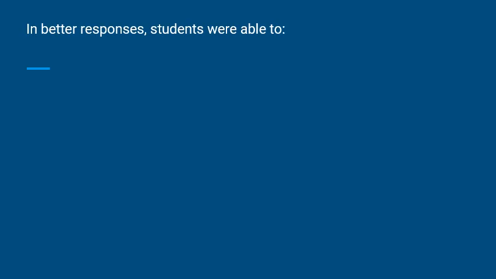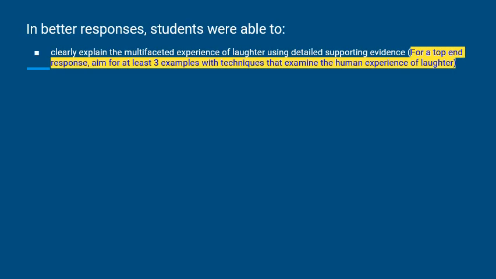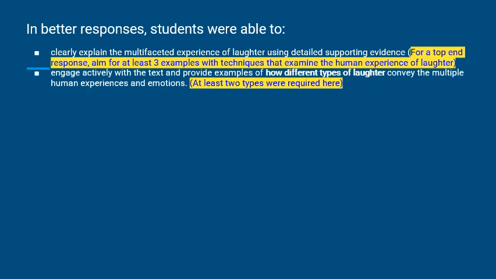Some of the better responses to this question, students are able to clearly explain the multifaceted experience of laughter using detailed supporting evidence. So for a top-end response, because it's a 4-marker, you should aim for at least 3 examples with techniques that examine the human experience of laughter. In better responses, students engaged actively with the text and provided examples of how different types of laughter convey the multiple human experiences and emotions.